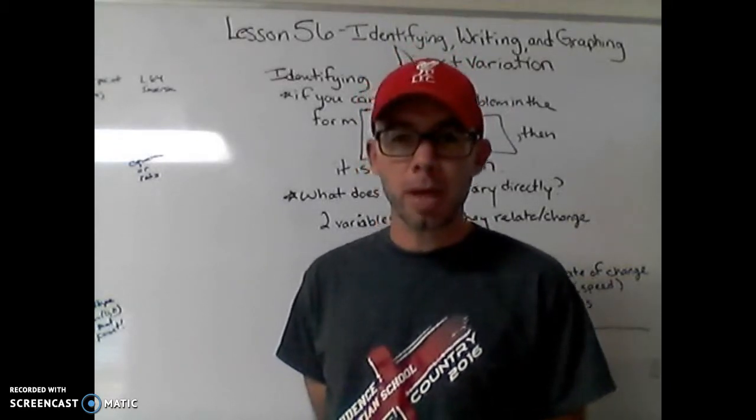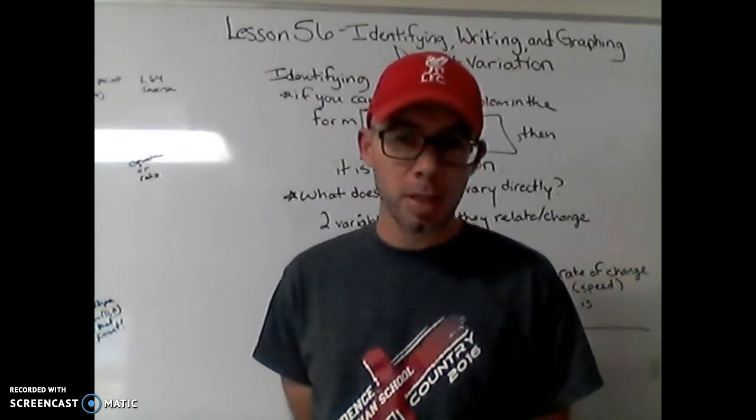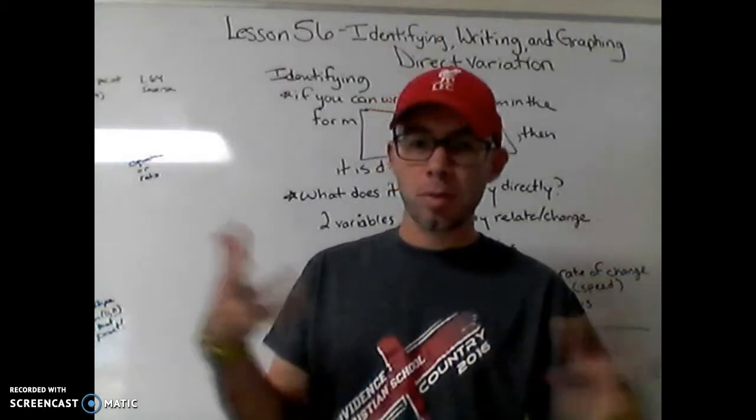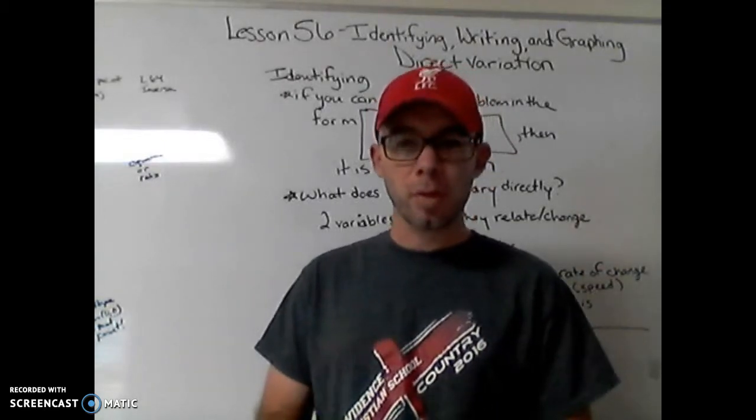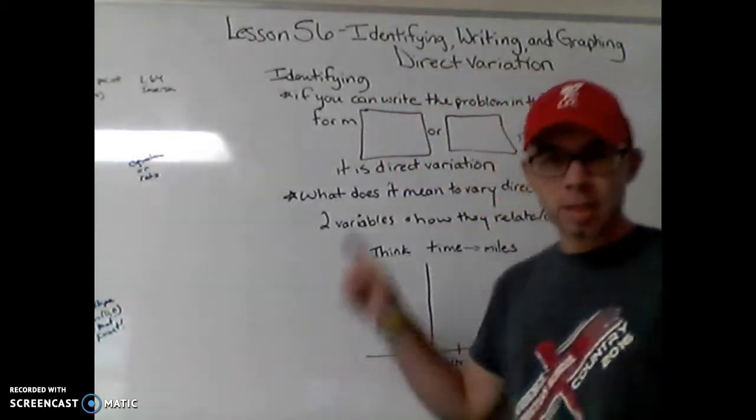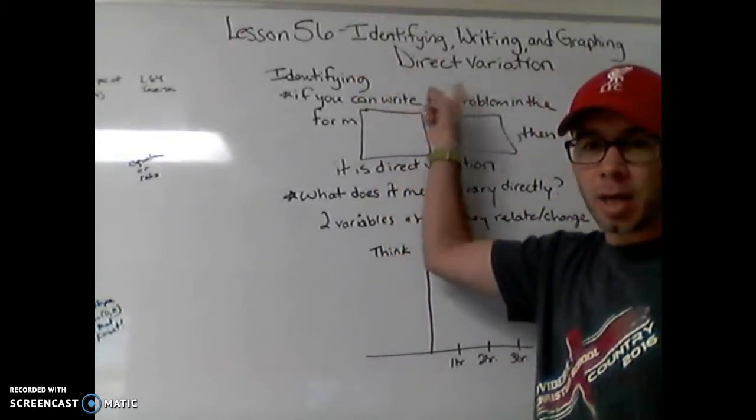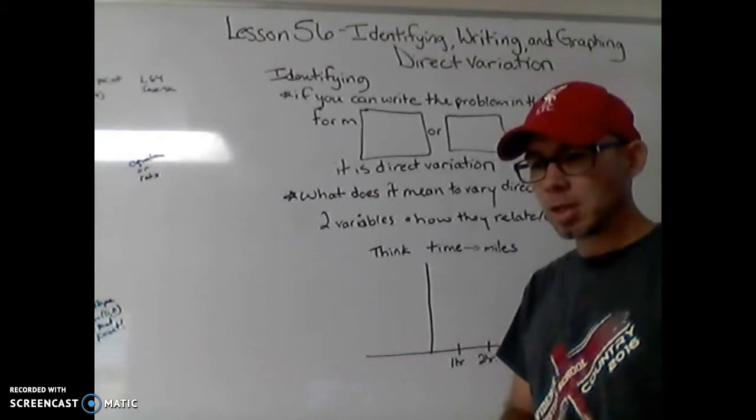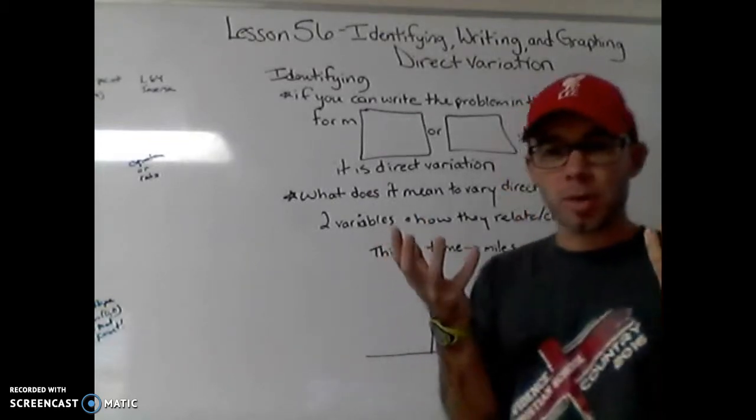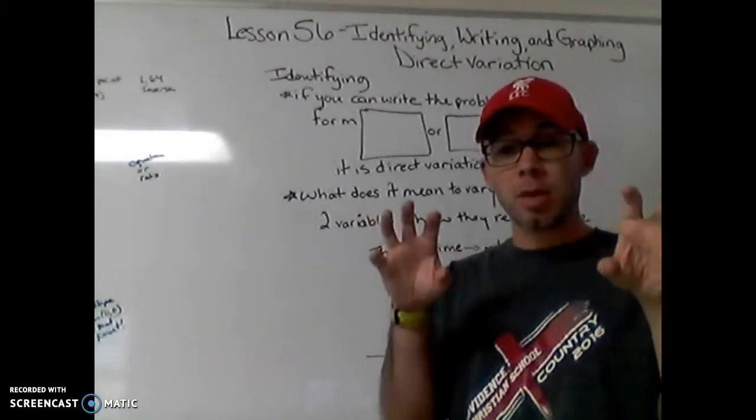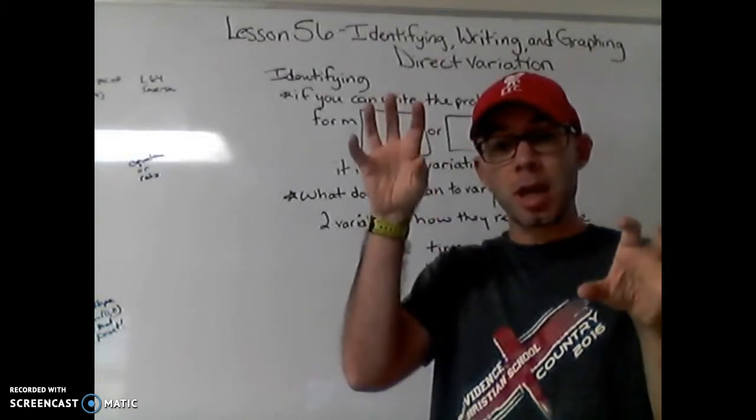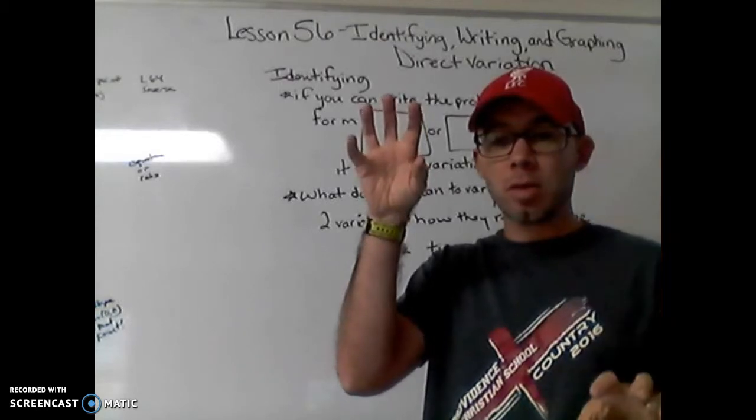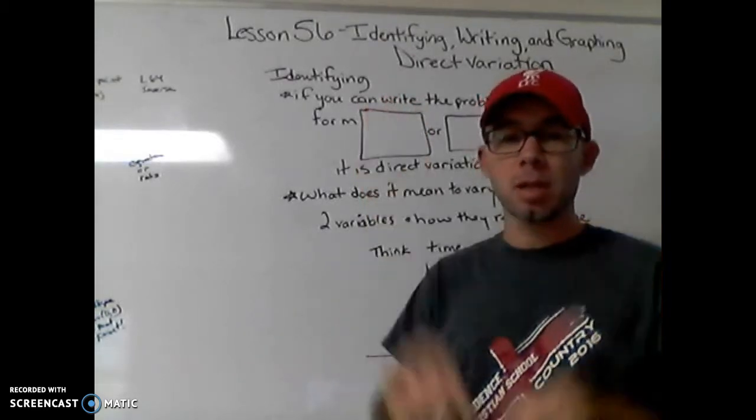So we're going to talk about it for a little bit. I want to try to give you a fairly deep understanding of what's going on here and then run through the various examples and what to look for. So we're trying to identify, write, and graph direct variation. Direct variation is when you've got two variables and they're changing. One's going up, and what happens to the other one? Does it go up as well, or does it go down? Does it go in the opposite direction?